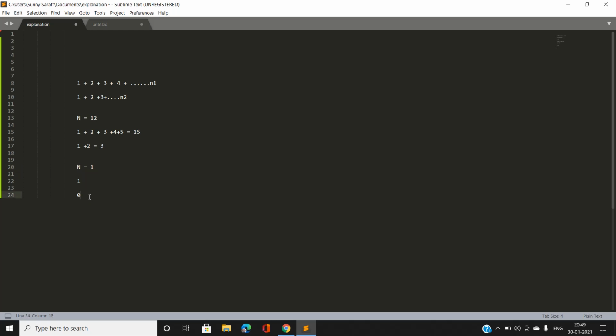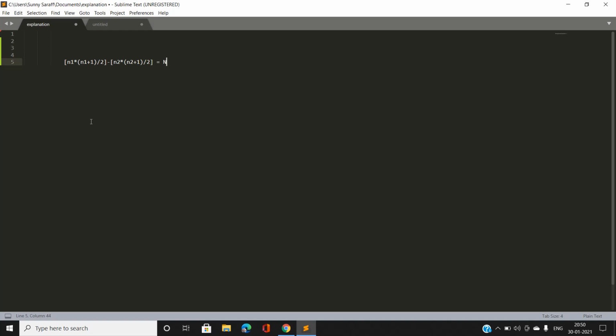So to solve such questions, suppose the sum of the first n1 numbers is n1 into n1 plus 1 divided by 2, and we subtract n2 into n2 plus 1 divided by 2, equal to capital N. We have to find such n1 and n2 that when we subtract the sum of the first n2 numbers from the sum of the first n1 numbers, we obtain a value equal to capital N, which is the sum of an AP having common difference 1.